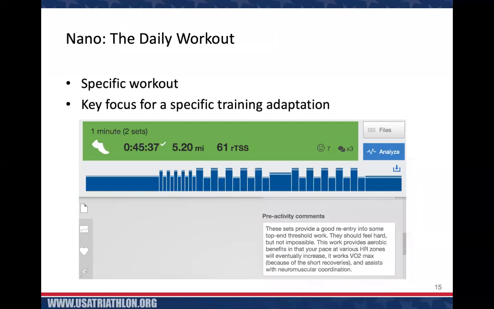And then lastly, we've got the nano cycle. This is the specific workout. This is what you're doing on any given day. The specific workouts that have a clearly and usually singular focus to bring about a given training adaptation. Every workout in a periodized plan has a purpose. It's trying to achieve something.